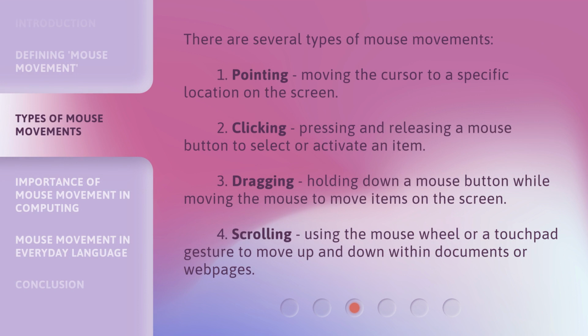There are several types of mouse movements. 1. Pointing, moving the cursor to a specific location on the screen. 2. Clicking, pressing and releasing a mouse button to select or activate an item. 3. Dragging, holding down a mouse button while moving the mouse to move items on the screen. 4. Scrolling, using the mouse wheel or a touchpad gesture to move up and down within documents or web pages.